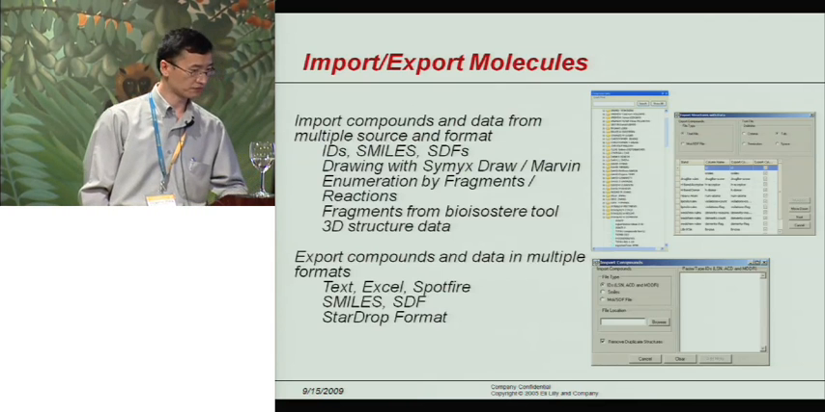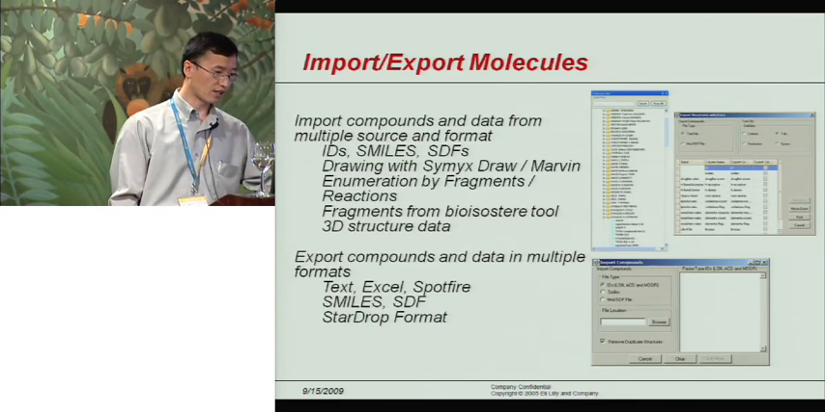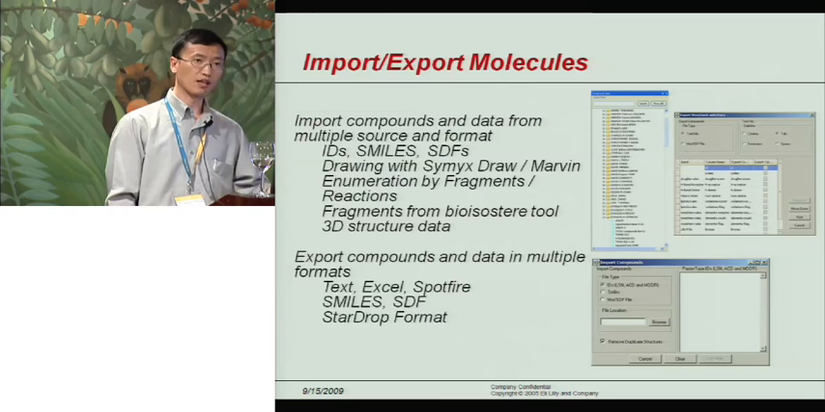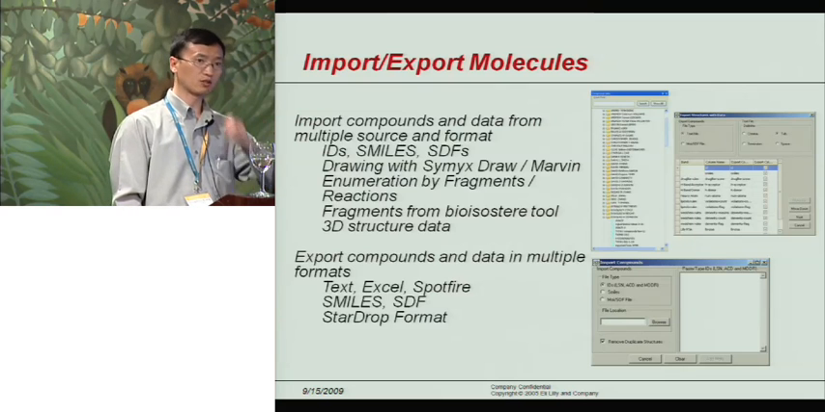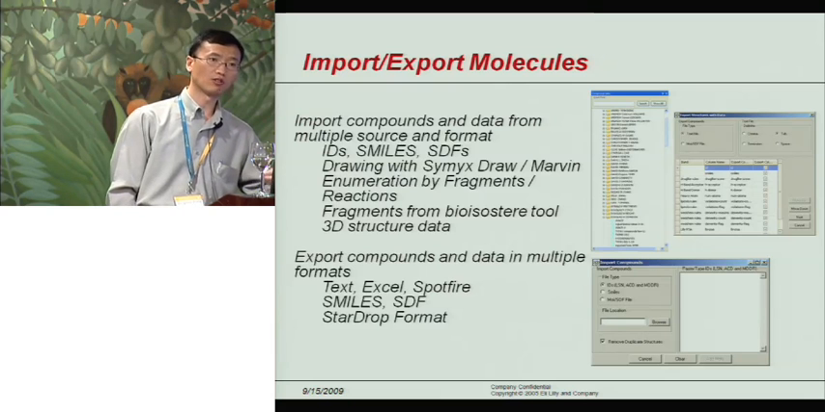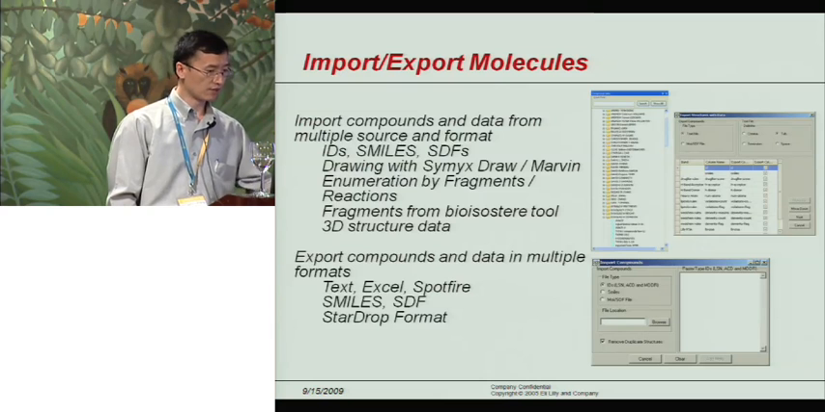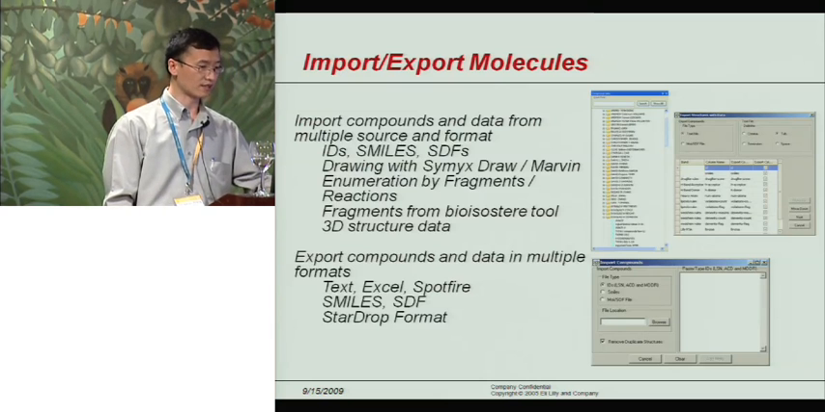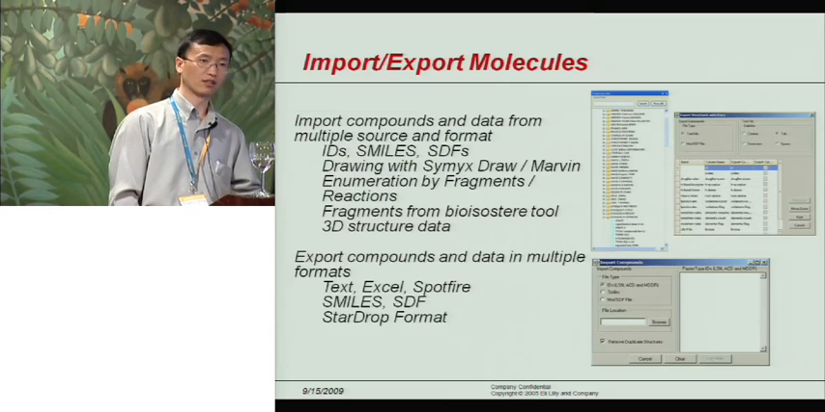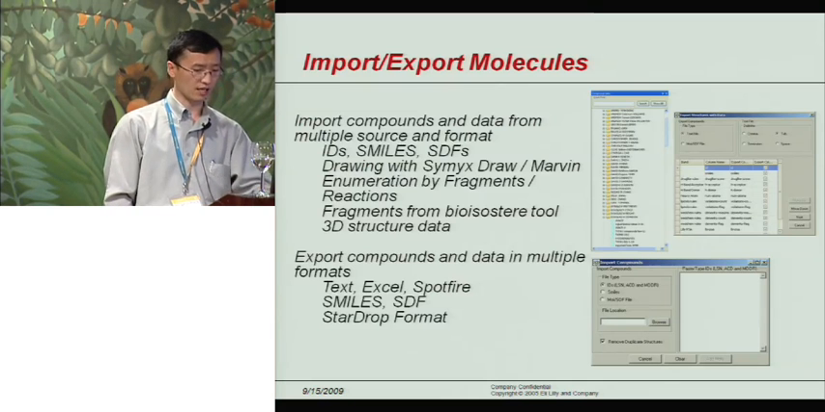For export, you can go to text file, Excel, spot file, or Smart SD file, which is basically standard. Because for now we have all the source code, if our business partner needs some special format, we can actually do it for them. For example, we can export the data as a star format, and they can load this data and run some star job for other analysis.